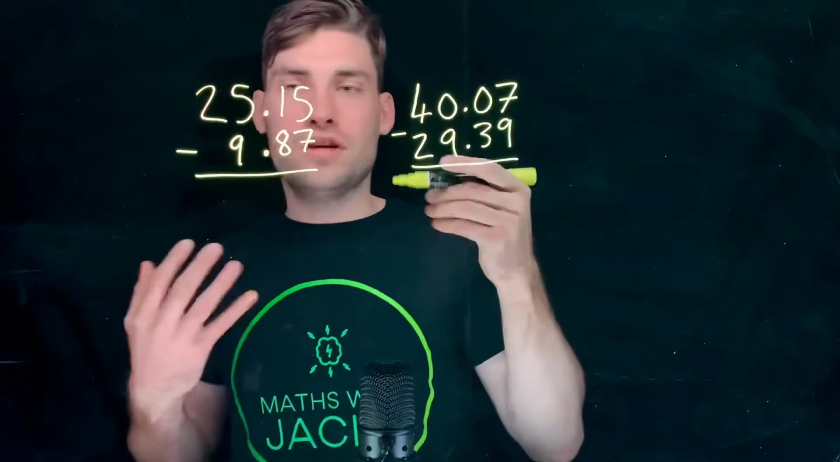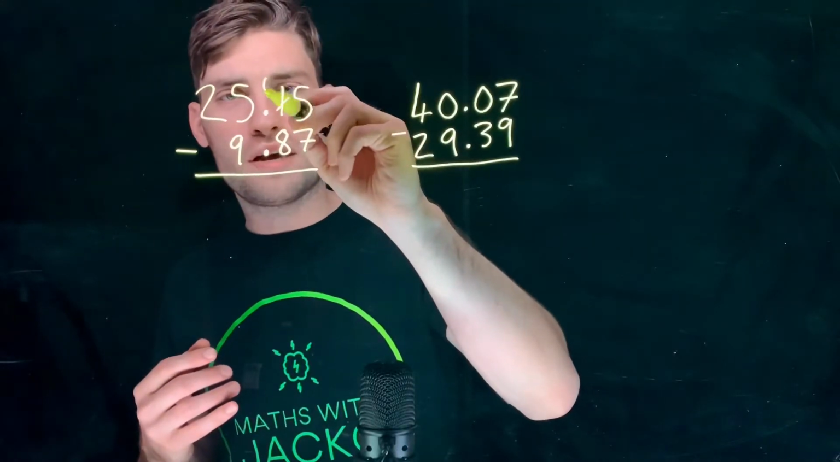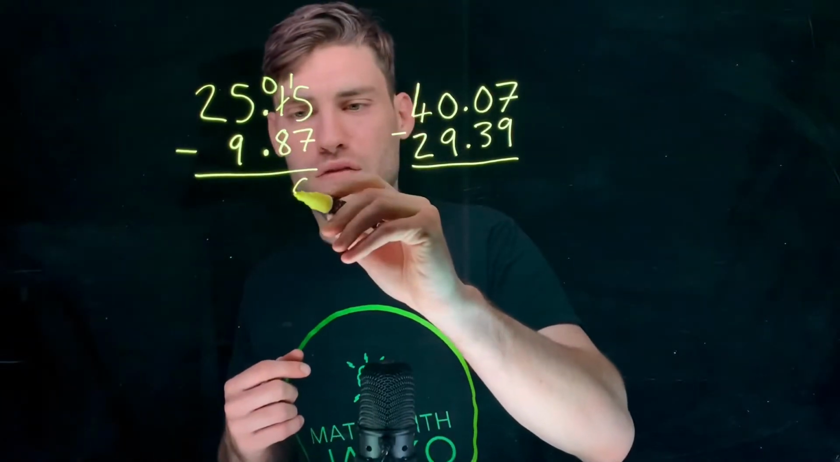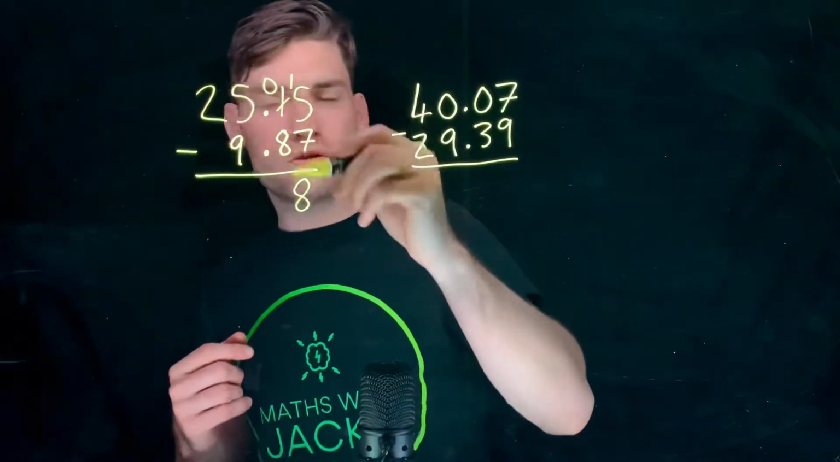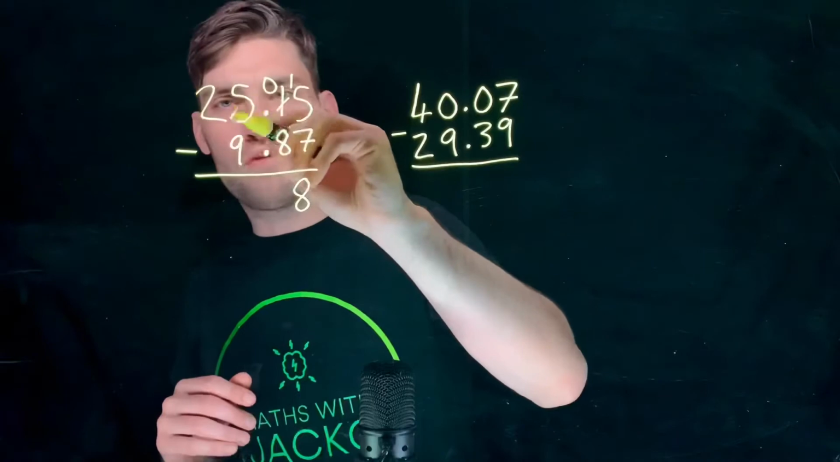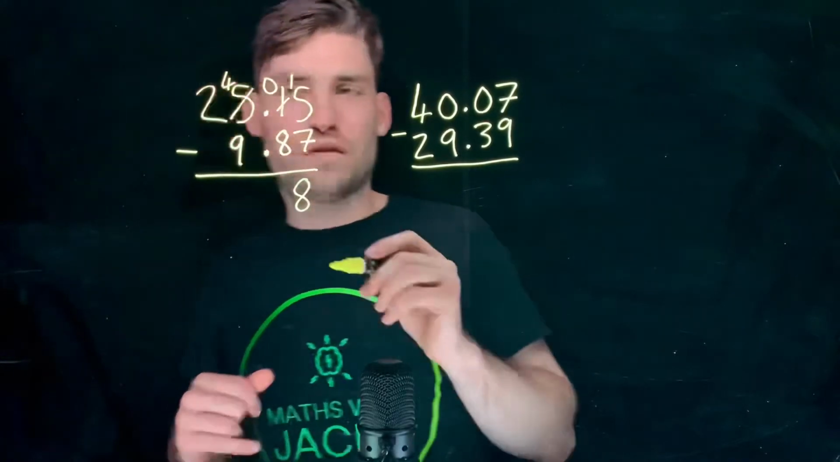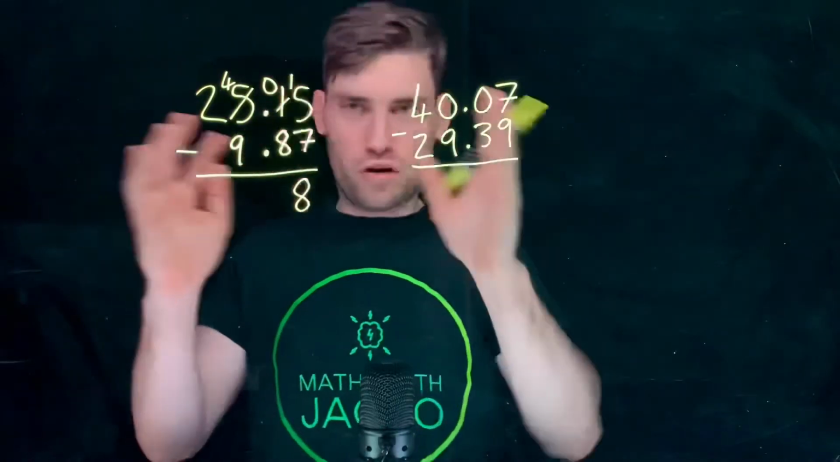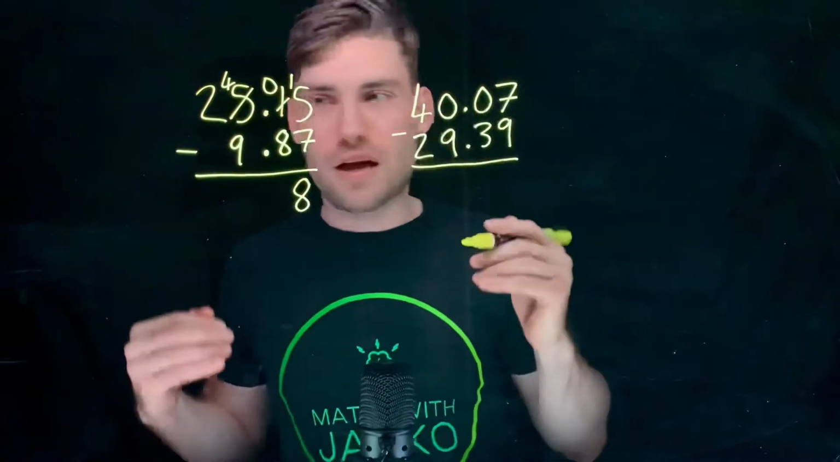5 subtract 7, you can't do that, so you've got to borrow over here. That becomes a 0, the 1 goes here. 15 subtract 7, you've got 8. 0 subtract 8, you can't do that, so you've got to go over here, borrow from the 5. There's 4. Really important you keep it as neat as possible, because as you can see, I'm crossing out numbers everywhere. It can really get messy.